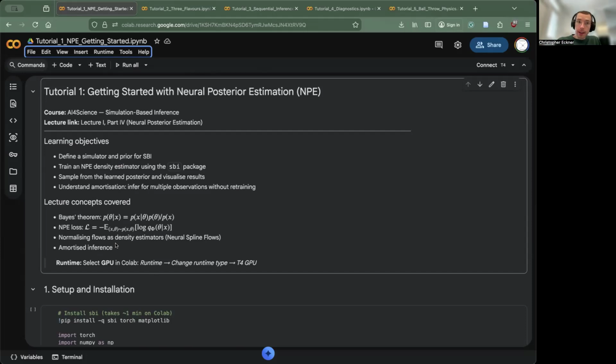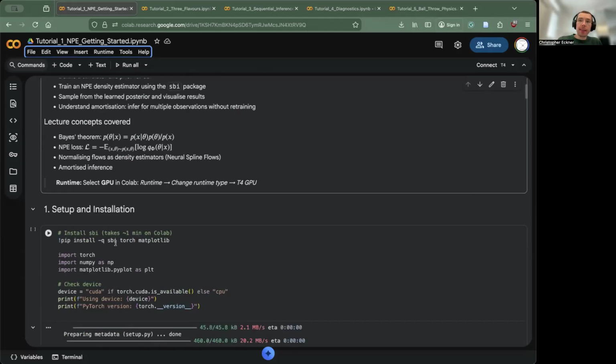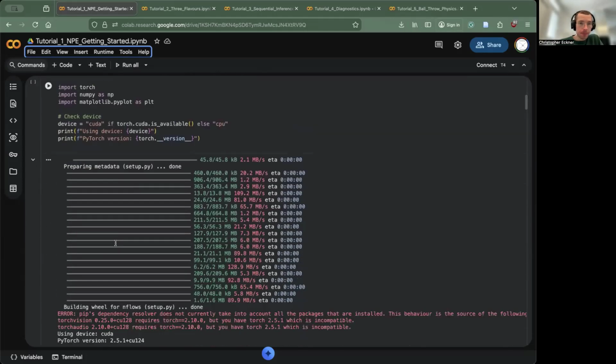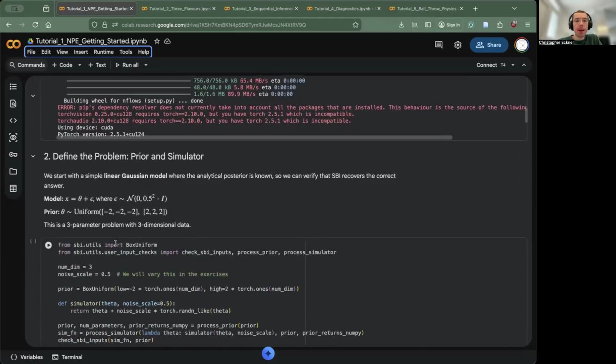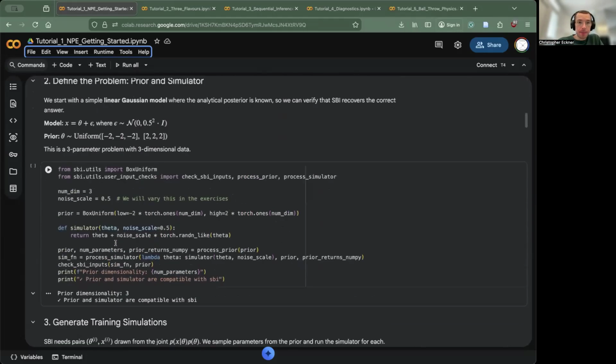So what we do here is define a simulator and a prior for simulation-based inference. We train this neural posterior estimation density estimator with the SBI package. Then we sample from the learned posterior and visualize the results, and then understand what amortization means in practice on just some sampled observations. Also, these notebooks will be uploaded to GitHub so you can access them quite easily afterwards.